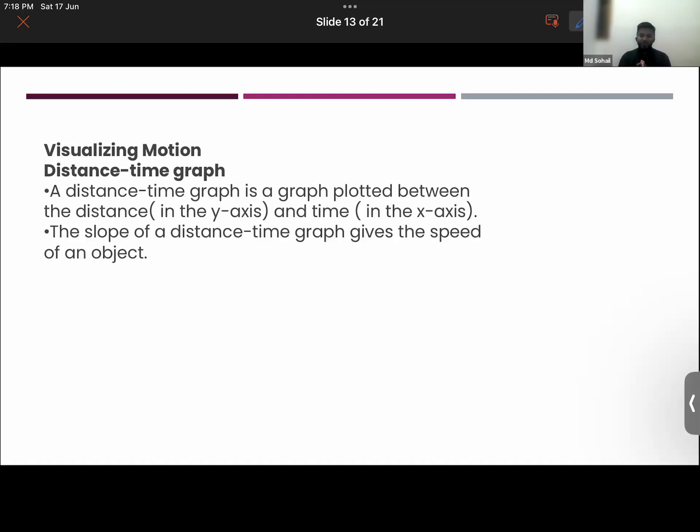Now, let's talk about the distance and time graph. We can represent the distance, time, or speed of a body on graph paper. First, let's talk about what a distance-time graph actually is. It is a graph plotted between distance on the y-axis and time on the x-axis. So the question comes, what are the y-axis and x-axis? First, you should know about these axes.